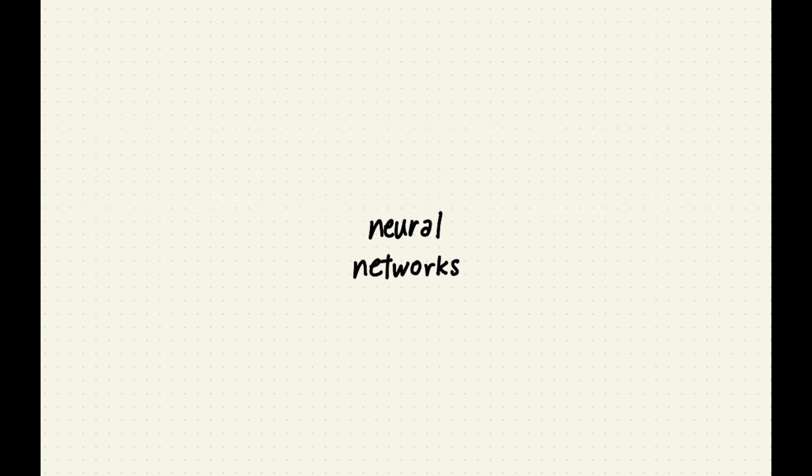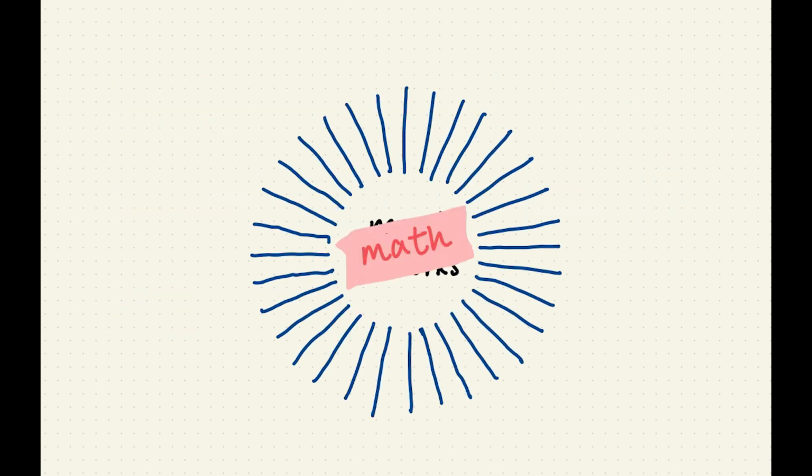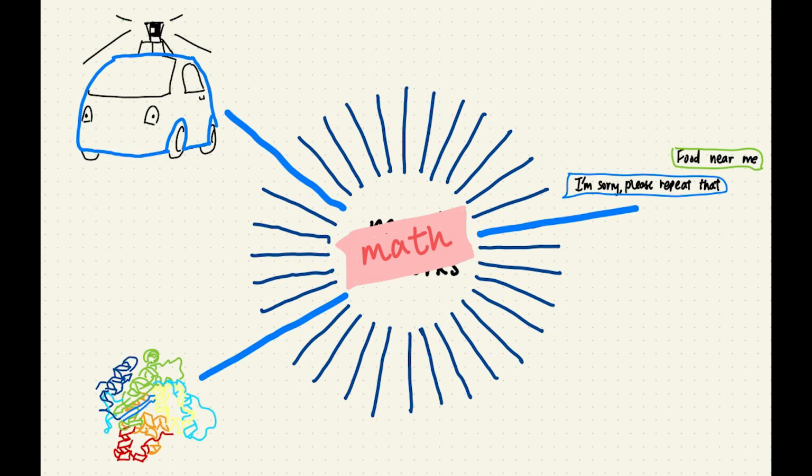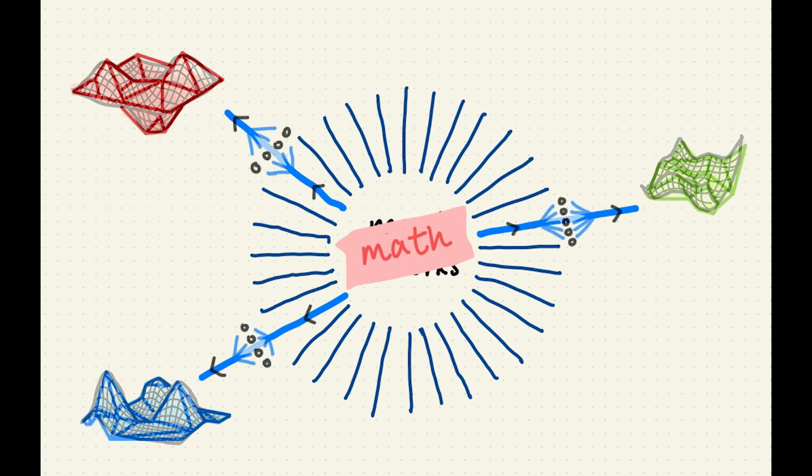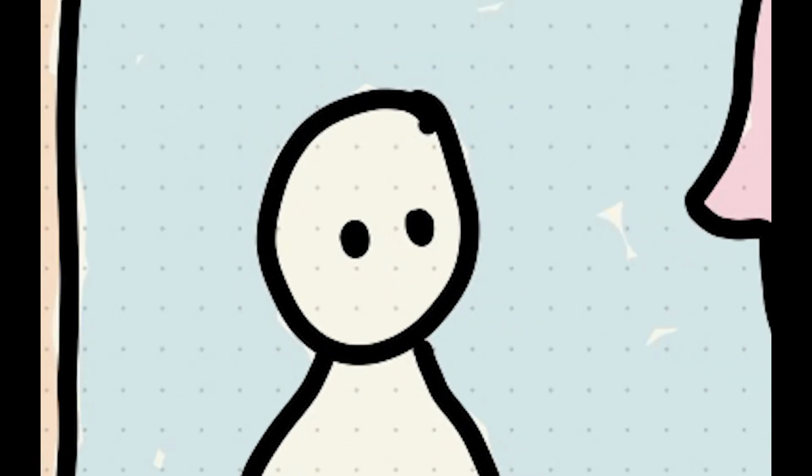Fancy, right? Neural networks are so universal because math is so universal. Massive numbers are like a universal language that are common to everything, whether it be self-driving cars, Siri, or modeling proteins. All of these things are just really complicated curves in space that we can model with neural networks. And maybe so are you.